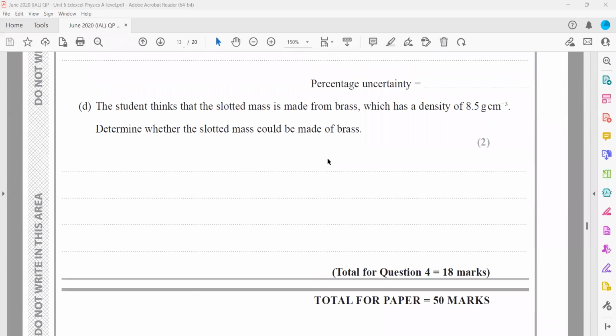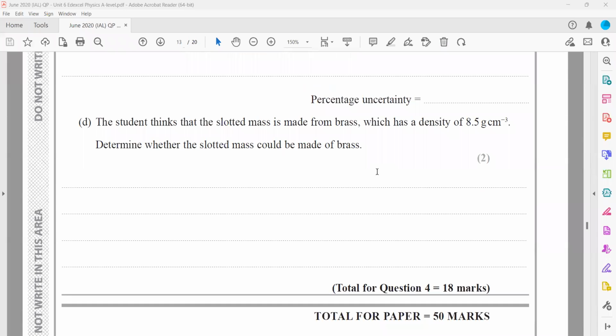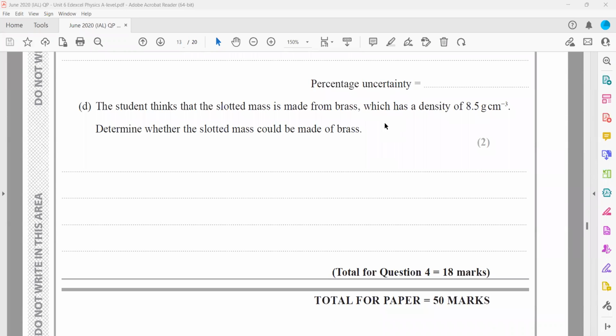Then a student thinks that the slotted mass is made from brass. The density of brass is 8.5. So determine whether the slotted mass could be made from brass. The density of brass is this, and our value for the density was 8.47 gram per centimeter cube. So what we usually do is compare the percentage uncertainty and the percentage difference between the two values.